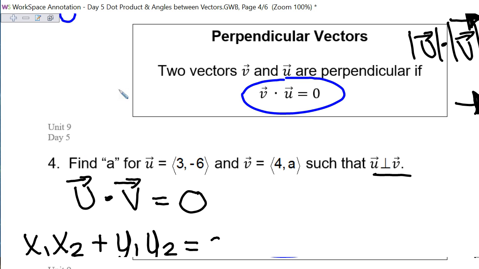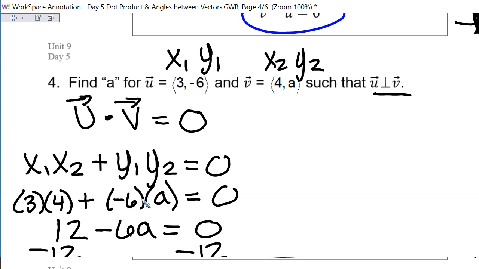And make sure you label your vectors. So the first vector is x1, y1. Second vector is x2, y2. What do I put for x1, x2? 3 and 4. So 3 times 4, plus, what do I put for y1 and y2? -6 and a. Solve that equation for a. So 3 times 4 is 12, and -6 times a, -6a. Solve for a. So we need to subtract 12 from both sides. And that gives me -6a is equal to -12. Divide both sides by -6. And the value for a that will make those two vectors perpendicular would be 2. So a equals 2.